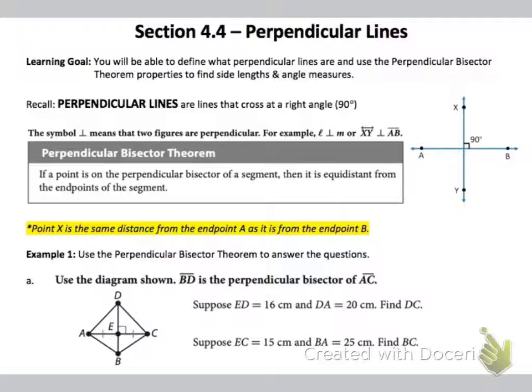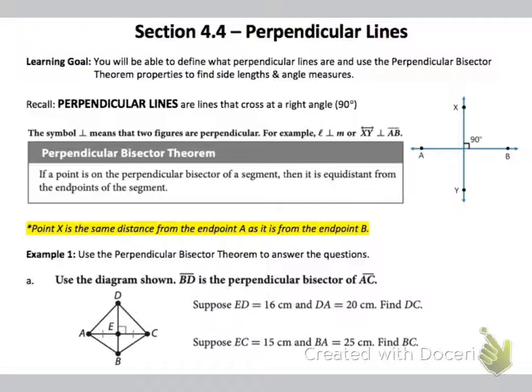So perpendicular, that's a really common term, and you probably already have in your mind an idea of what that means. And you've talked about perpendicular lines in prior math courses, but even just in terms of everyday life. When you think of perpendicular, you probably think of right angles, and you would be correct.